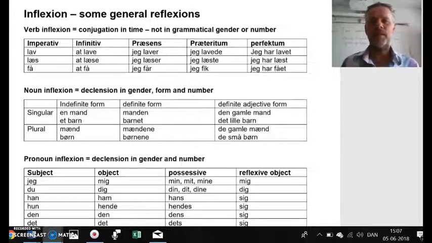Verbs inflect in Danish, we call that conjugation. Nouns also inflect. It's called a declension. And in Danish, the declension is in gender, form, and number. We have an indefinite form, we have a definite form, and we have a definite adjective form. We have singular and plural. So that brings us 6 different forms.